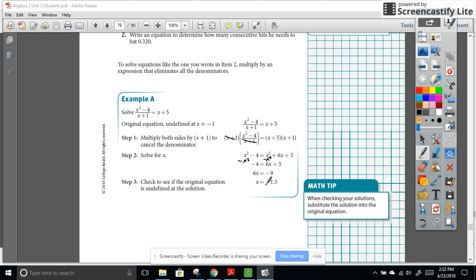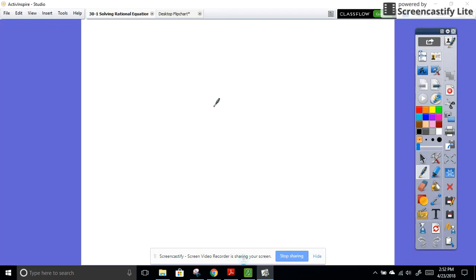Okay. I'm going to do a similar example. I just made this up, so the answer may come out to be nice, and then again, it may not. So I have (x squared plus 6) over (x minus 2) equal to x plus 4. Okay, so I have a denominator. I want to get rid of the denominator. So what do I do? I multiply both sides by x minus 2.